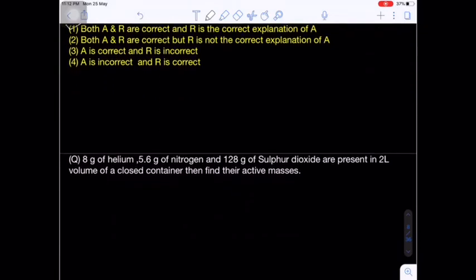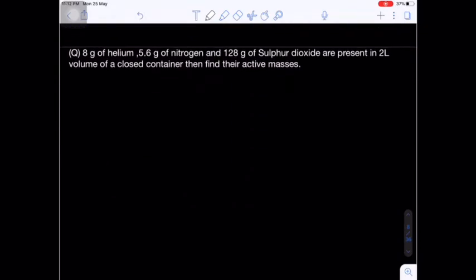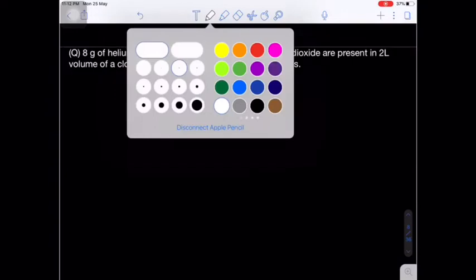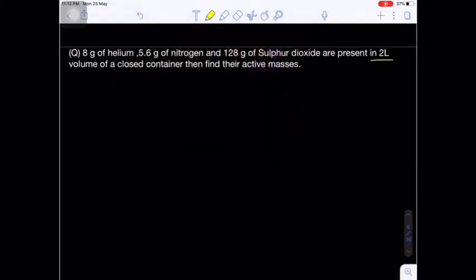Now come to one problem here. In a 2-liter closed container, we have 3 gases: 8 grams of helium, 5.6 grams of nitrogen, and 128 grams of sulfur dioxide. The question is to find their active masses. Are you getting my point? So what is the formula to calculate the active mass? Number of moles divided by volume.